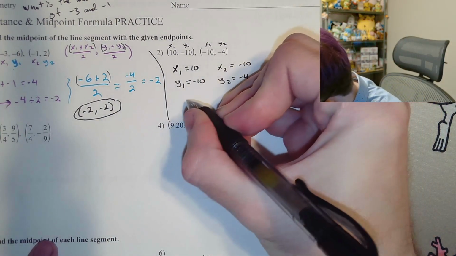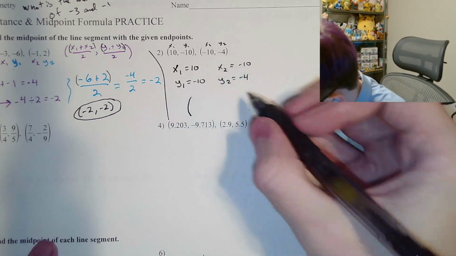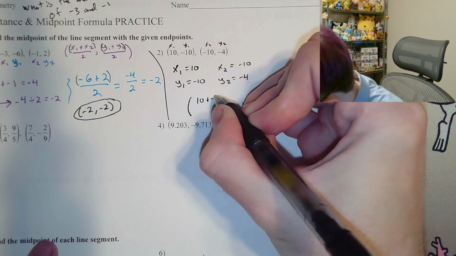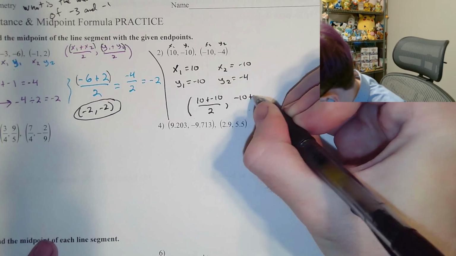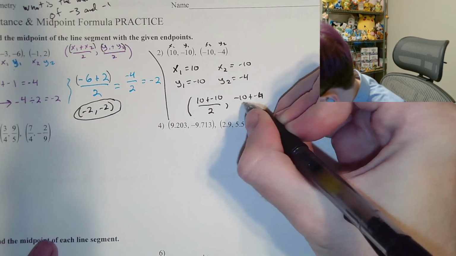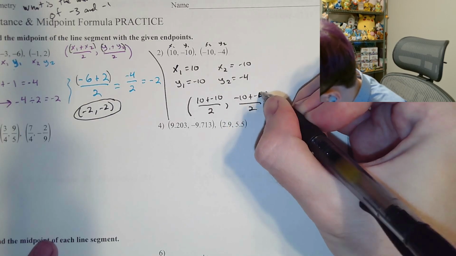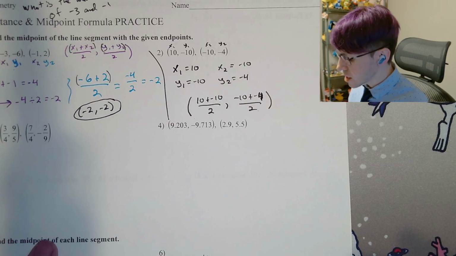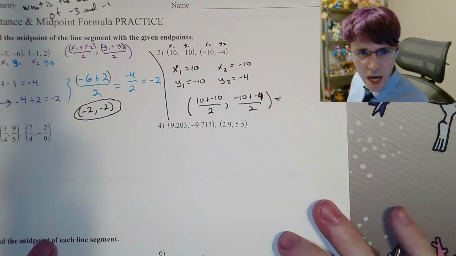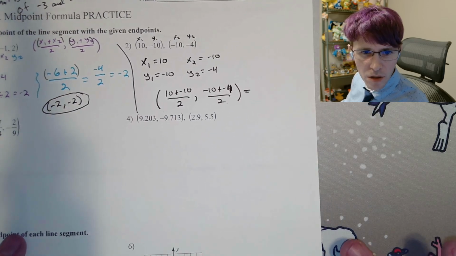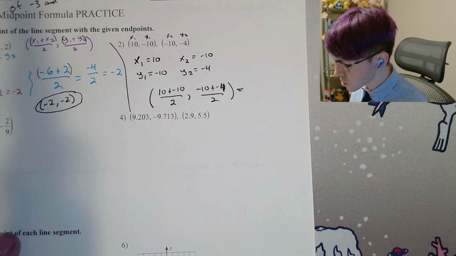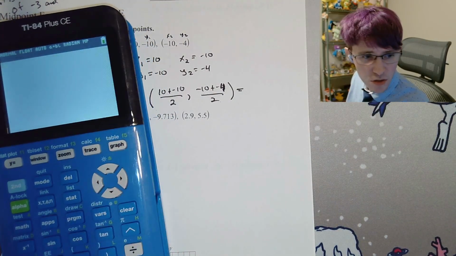That pure formula method will end up looking like so. We're going to have our big huge parentheses. We're going to have 10 plus -10 divided by 2 comma -10 plus -4 divided by 2. There we go. And instead of doing any actual work, now I'm going to use my calculator. The reason why is my calculator's got this nifty feature that will let us use fractions.